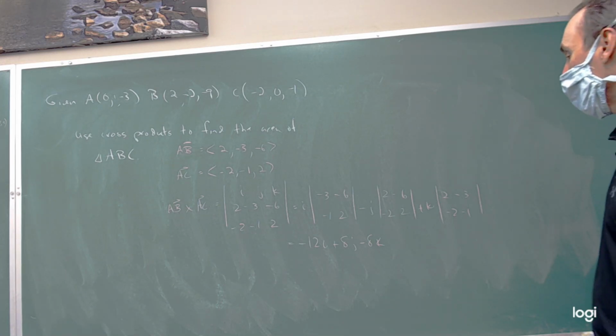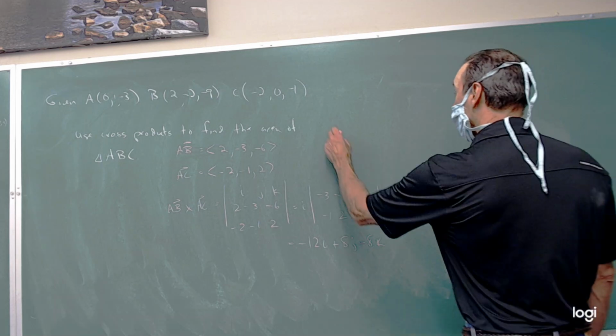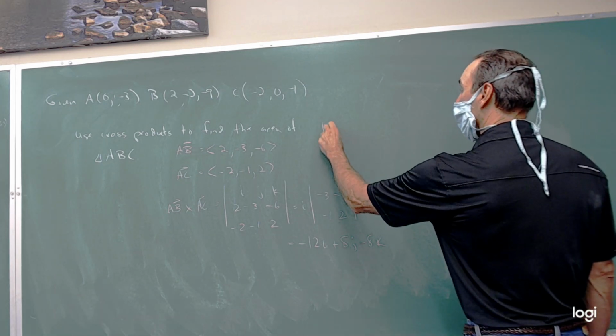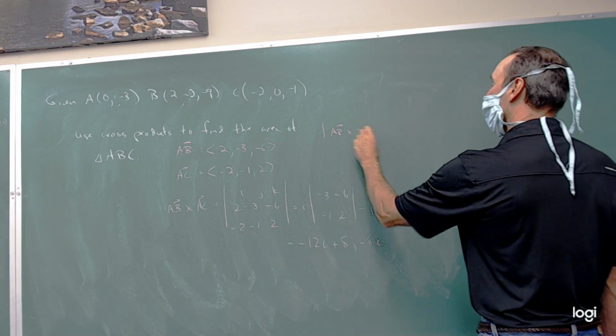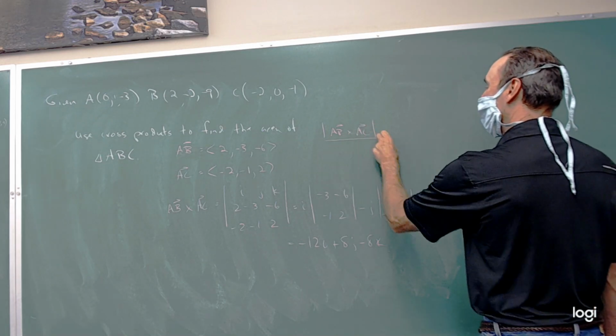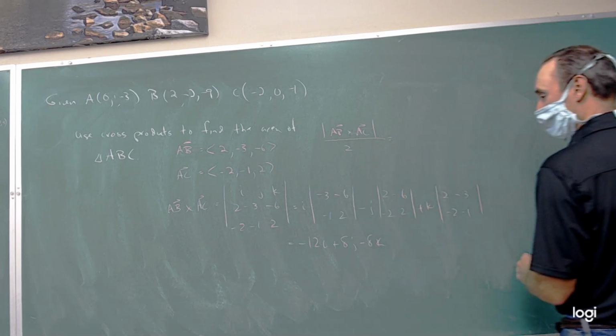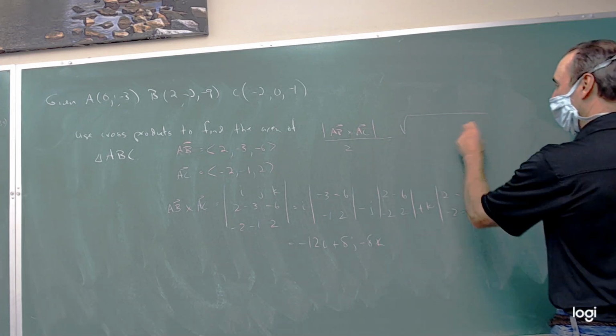And we're trying to find the area, so we want the magnitude of that over 2. Over 2, yeah, because that's a parallelogram. Oh, that would make it a lot easier then. Not really, you just have a minus on all of your work.